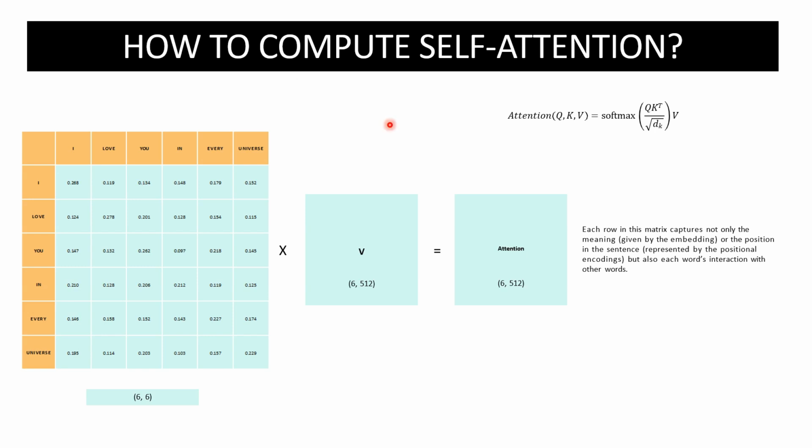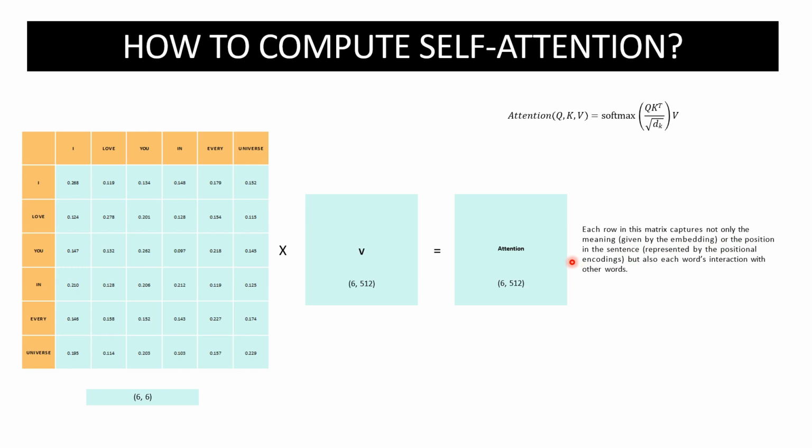Now, how to compute these self attentions? You just need to pass with this formula, and after that you can cross multiply with the V, I mean value, and after that you can get the attentions. Each head in the matrix captures not only the meaning given by the embedding, but also the position in the sentence represented by the positional encoding. When you deploy these multi-head attentions, after that we will discuss this positional encoding.